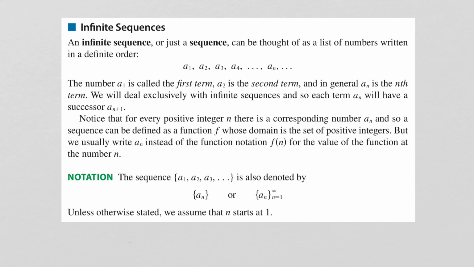Some other notation that we use, we can write the numbers A1, A2, A3, etc. separated by commas, and sometimes you'll see these curly brackets around the whole thing. Or we can simplify this by simply putting An in these brackets. Or to give a little more detail, sometimes they will have the An in brackets with n equals 1 to infinity off to the side. Now, unless it's otherwise stated, we always assume that n starts at 1. So if you had a sequence where you did not want to put in 1 as the first value of n, you would have to indicate that off to the side here.